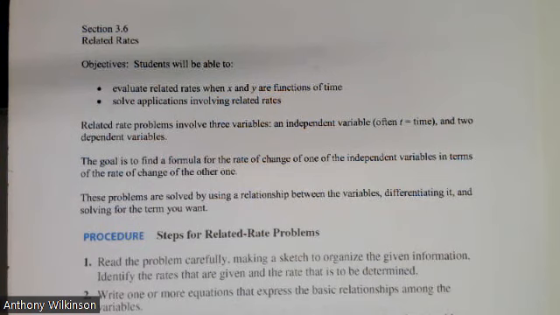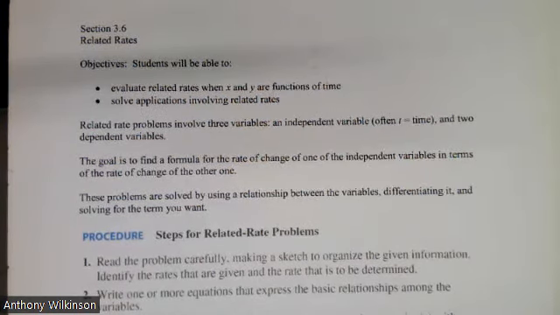Now, related rate problems involve three variables. You have an independent variable, which is often going to be T for time, and your two dependent variables. The objective when you're doing related rates is to find a formula for the rate of change of one of the variables in terms of the rate of change of the other one. These problems are solved by using a relationship between variables, differentiating it, and solving for the term you want.